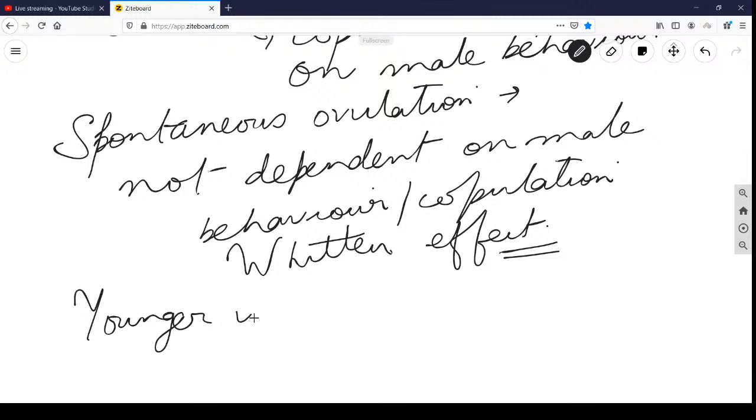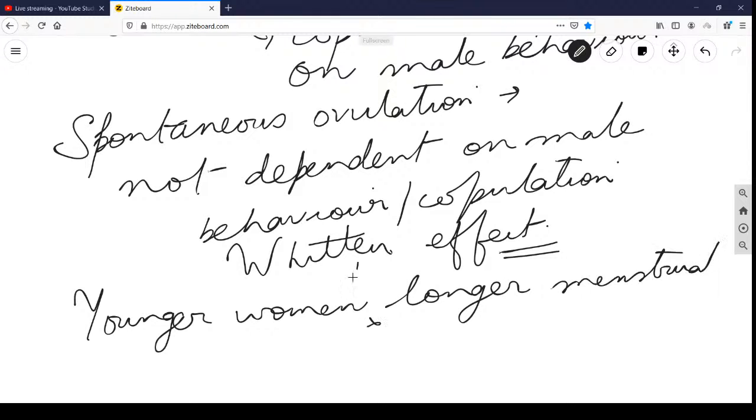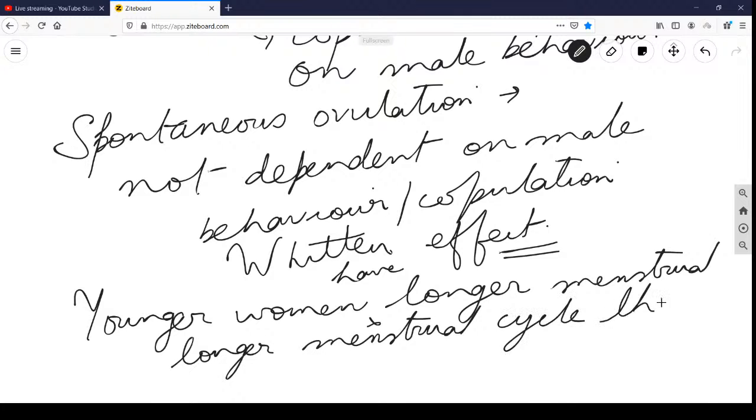Younger women have a longer menstrual cycle than older women. Okay, that is very, very true.